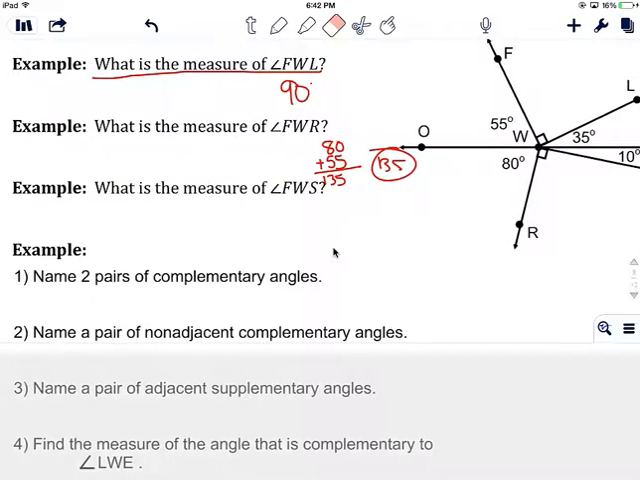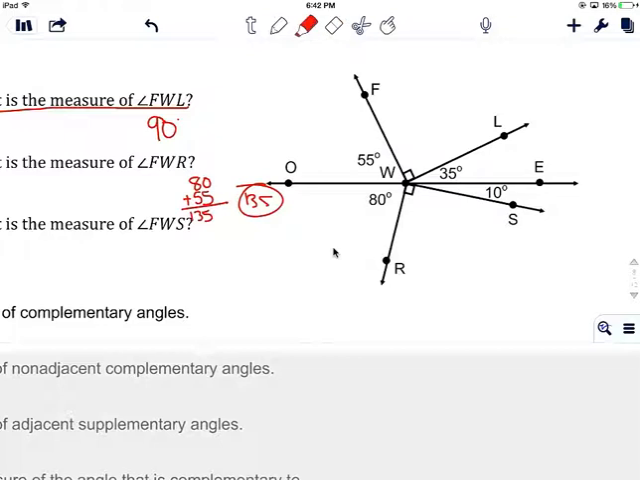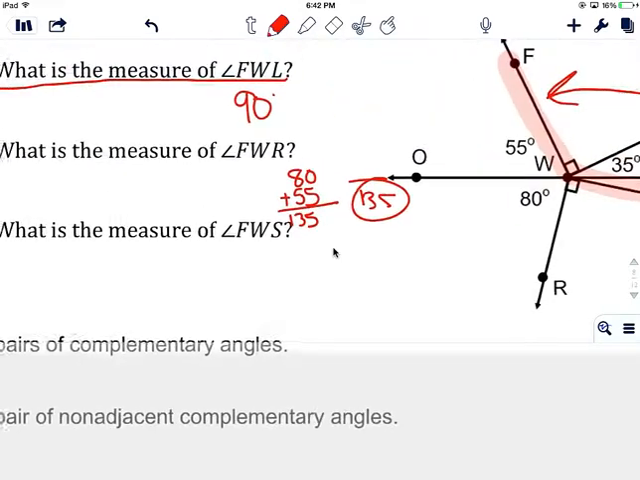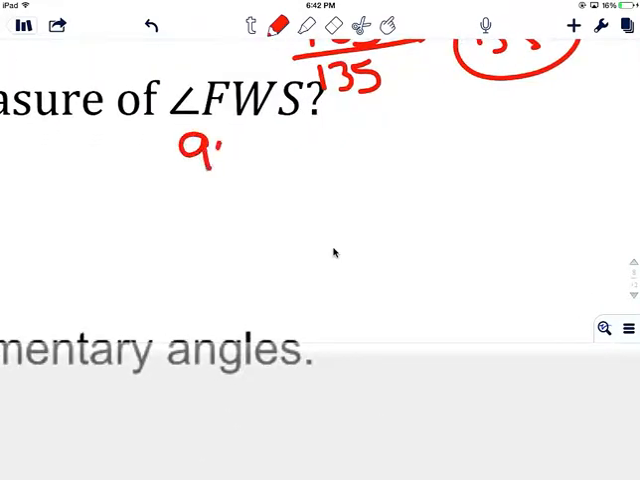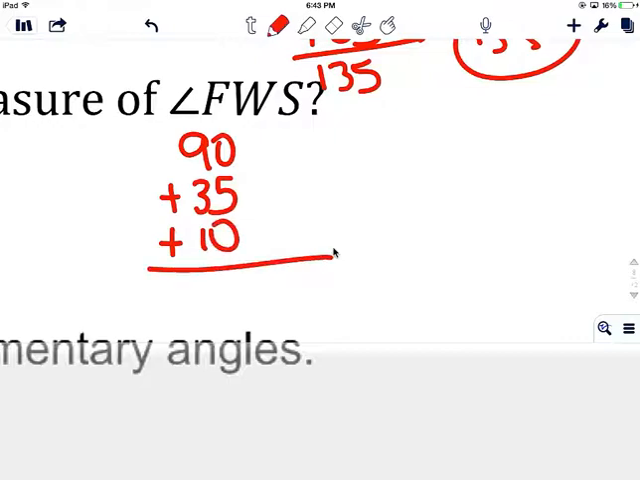We've got, what is the measure of angle FWS? So F to W to S. I've got a couple angles here. I've got this angle, EWS, LWE, and FWL. Still use the angle addition postulate here. All I'm going to do is take 90 plus 35 plus 10. That gets us 135.